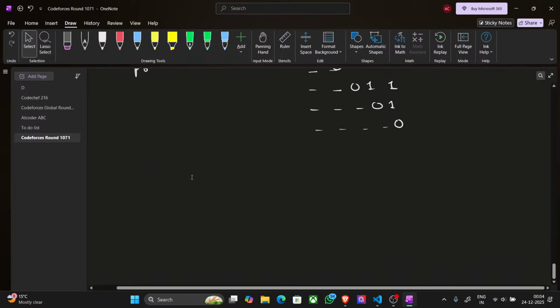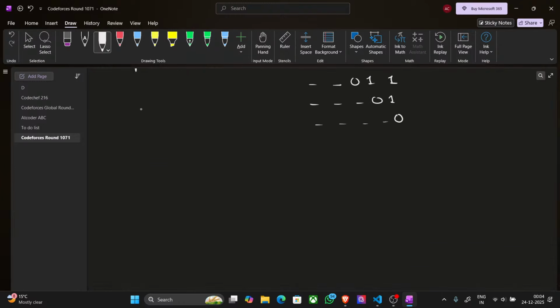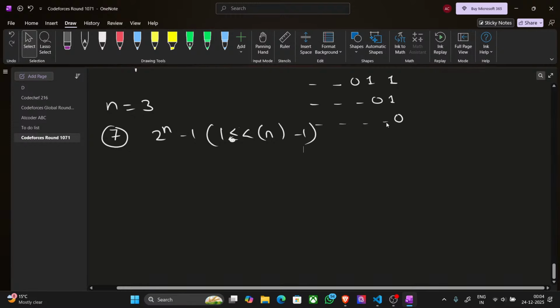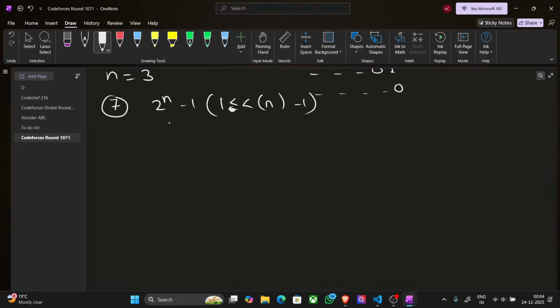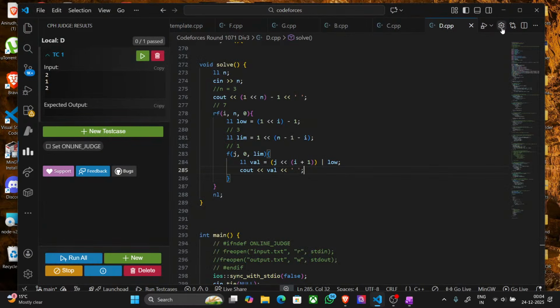Okay, so currently n is 3. Then I am printing 7 first, which is 2 raised to power n minus 1, or you can write it as 1 left shift of n minus 1. Look, I'm pasting the code here, then I'm explaining.